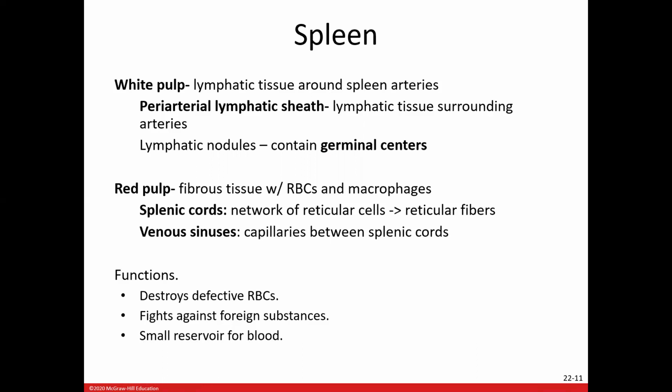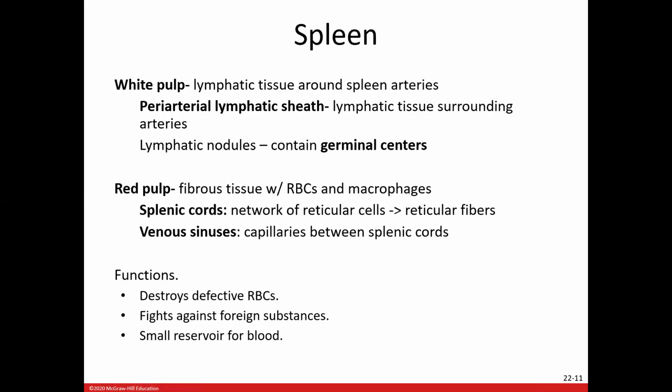And you have two pieces of the white pulp. You have what's called the periarterial lymphatic sheath. So peri means around and arterial means artery, so it's just around the artery. So this is just some lymphatic tissue that immediately surrounds the artery. Within that white pulp, you also have your lymphatic nodules. Again, these have your germinal centers, which produce your lymphocytes.